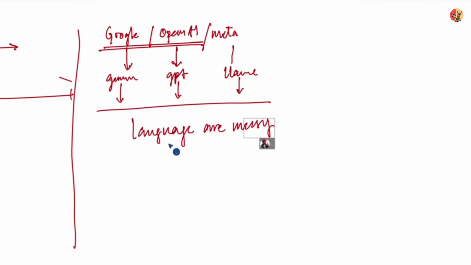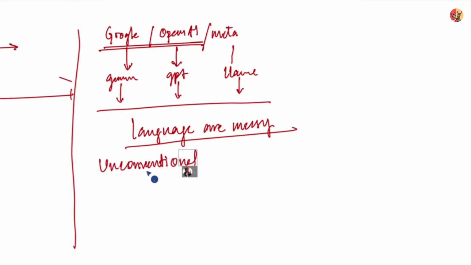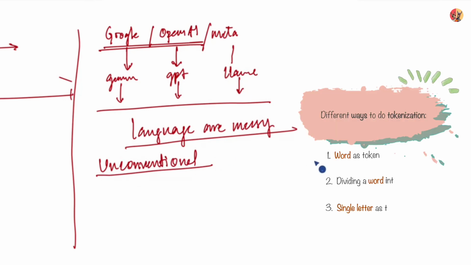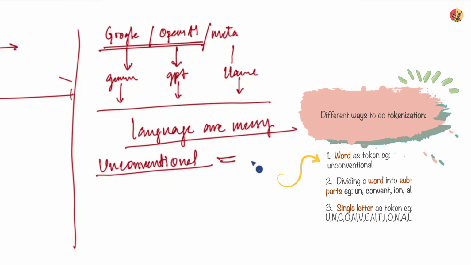Now, we will understand this with some example. Let's take one word, which is "unconventional." Now, let's see what will happen if we make a word a token, a single character a token, and if we divide this big word into subparts, how it will impact the model performance. Let's do that. So if we take every word as a token, which means now this "unconventional" itself is treated as one token.